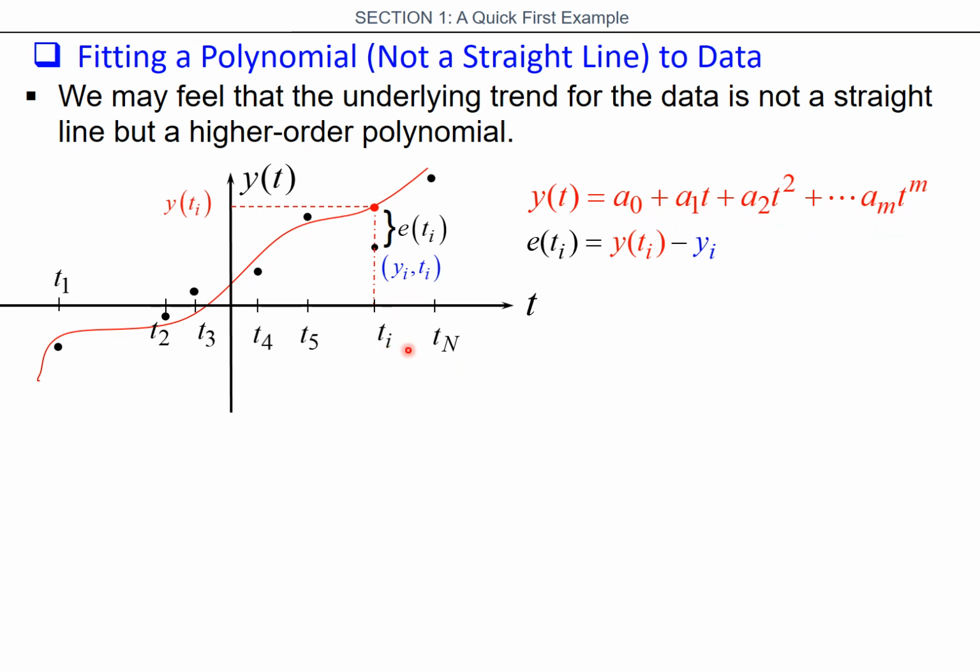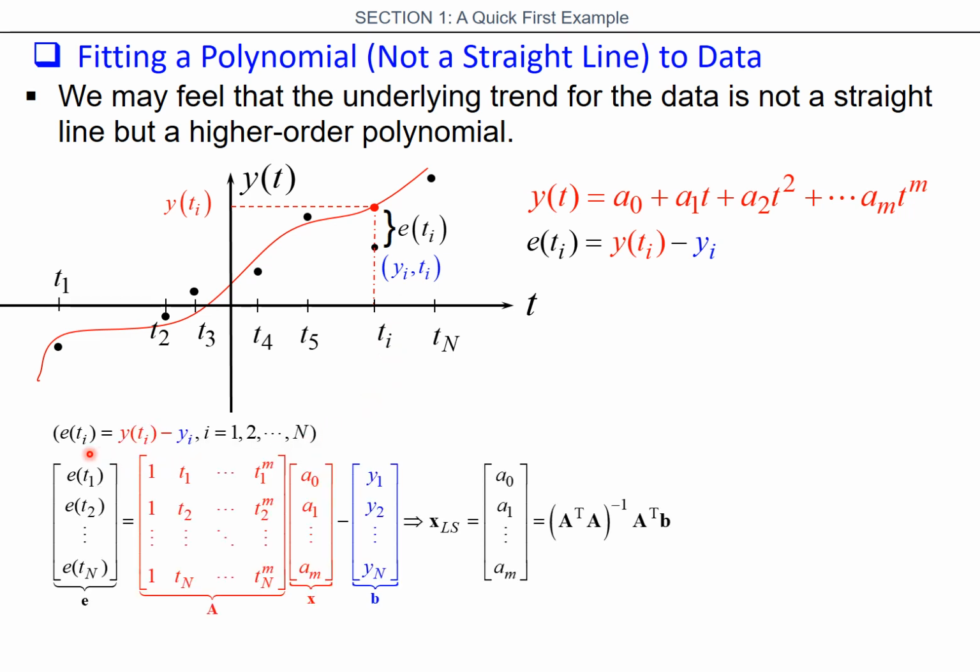And so we do exactly the same thing as we did before. We write down the error equations, which is the difference between the predicted value of the polynomial and the actual value, and we end up getting this expression here. So the matrix A, instead of having just 2 columns, now has m plus 1 columns, and we have m plus 1 unknowns. Again, we get exactly the same solution, except the only difference is the A's and the B's are now different. But if we change the order of the polynomial, it's very easy to change A and to change B.